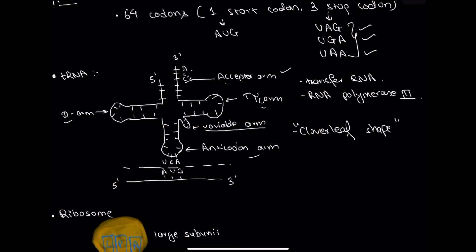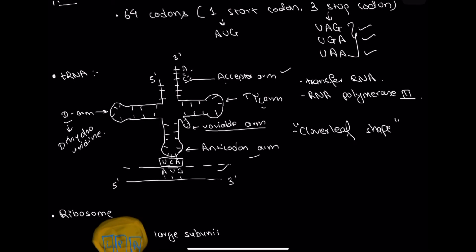And another is the anticodon arm. It contains three specific nucleotides, that is the anticodon, and this is responsible for recognition of the triplet codon in mRNA. Another is the D arm. Why is it called the D arm? Because of the presence of dihydrouridine, and it is important for recognition of addition of amino acid.